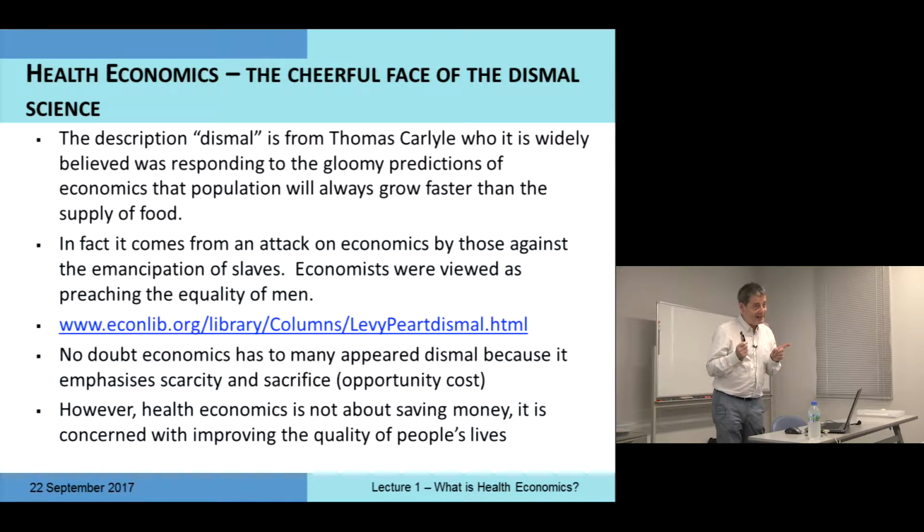Now that's going to take money, and the money you spend improving the quality of people's lives is taking away from somewhere else. But we're not, in health economics, concerned with saving money. Quite the reverse, we want to spend money to get benefit. But the key thing is, when you spend more money to get more benefit, you want to be sure you are getting more benefit and you're not losing more elsewhere than you're gaining. That's the key thing. If you're going to do something new that brings benefit, that's great. Just be sure you're not losing more elsewhere.